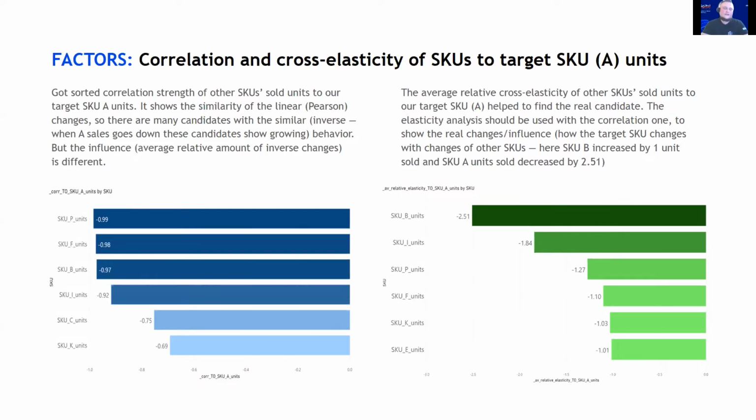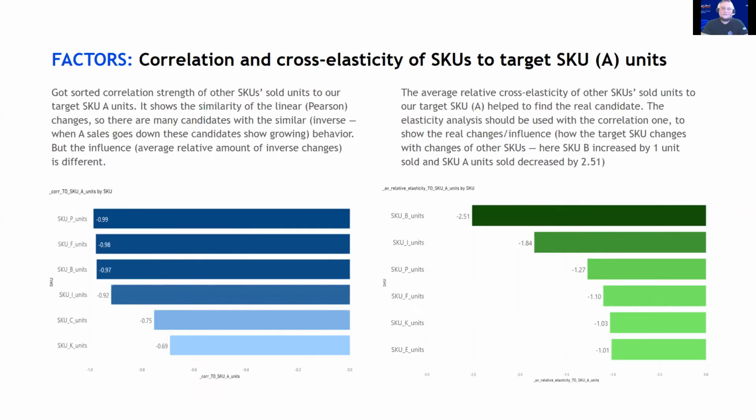But after such correlation analysis, we found that we can't say exactly which of these SKUs were the exciters. So then we added the relative cross-elasticity analysis. Cross-elasticity here means not the trend between the behavior of sales for different SKUs, or units sold for different SKUs, but how much some level can change due to changes from other, external SKUs.